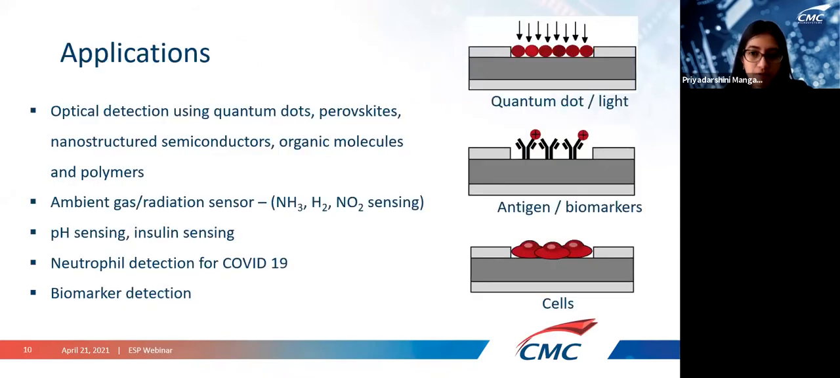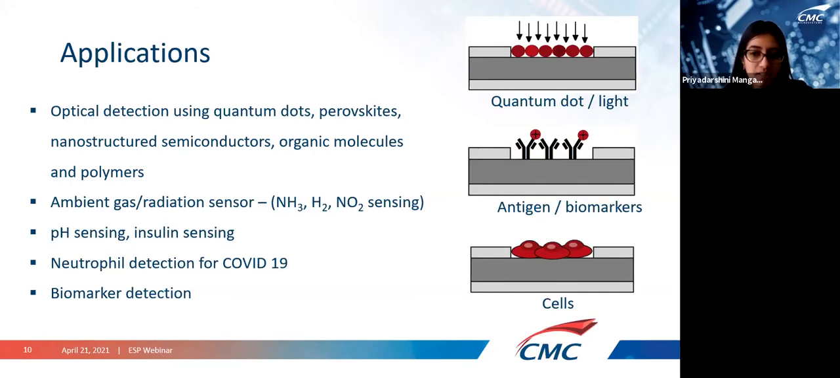The first application for which this platform was developed was for optical or photo detection using colloidal quantum dots as the functional material. This application was successfully demonstrated and has in fact generated a Nature publication. Since then, this platform has diversified into several other applications, especially in the field of biosensing.